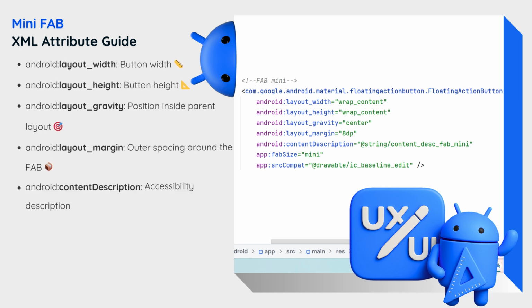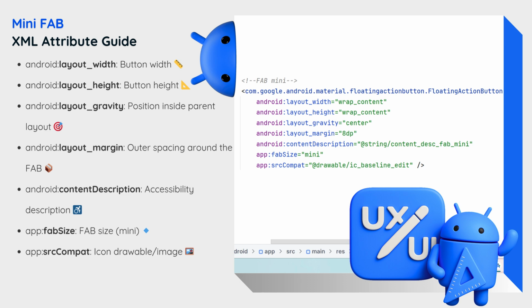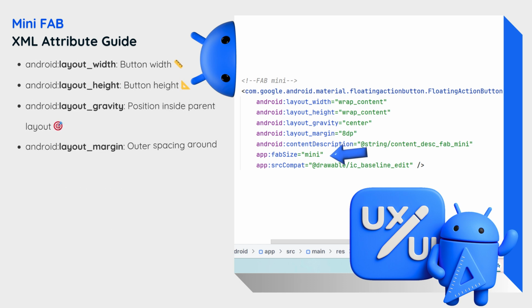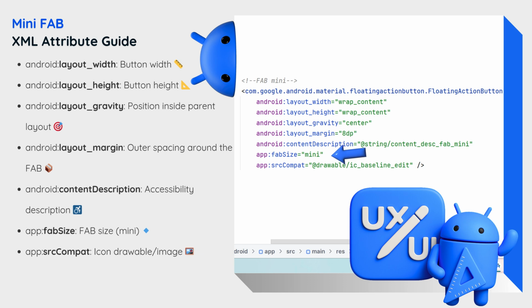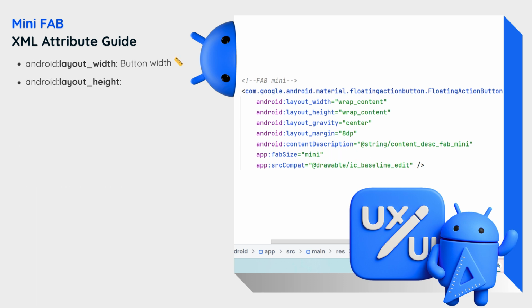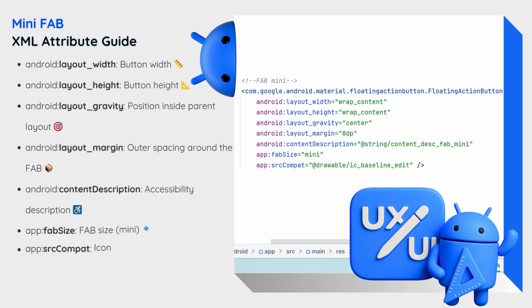Let's go over the XML attributes used for a mini floating action button in Material 3. Start with layout_width and layout_height to define the size of the button. Layout_gravity controls the position of the FAB inside its parent, while layout_margin adds space around it. Use content description to improve accessibility by describing the FAB's action for screen readers. The fabSize attribute is set to mini to make the button smaller than the default FAB. And finally, srcCompat sets the icon that appears inside the button. These attributes help you create a compact, polished FAB that's perfect for secondary actions or tight layouts.